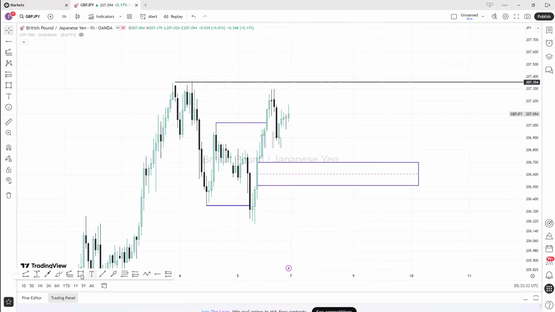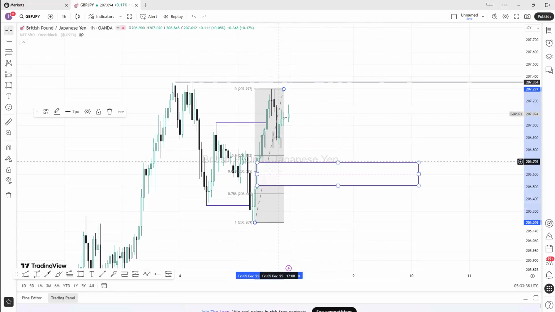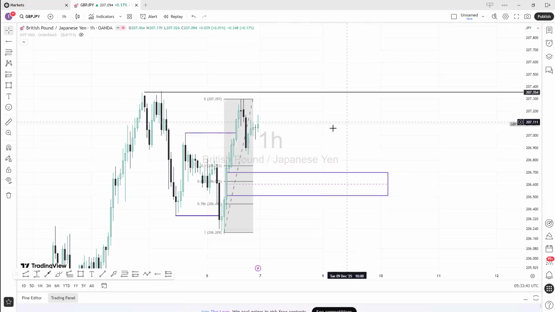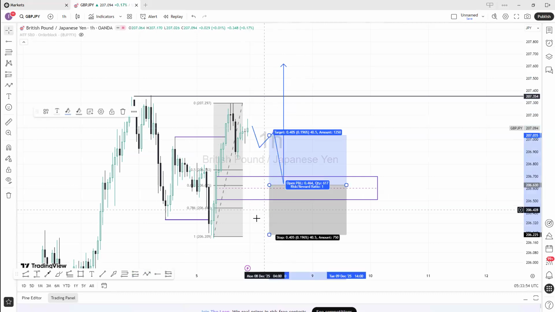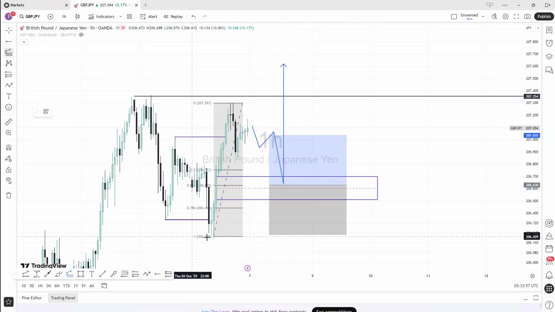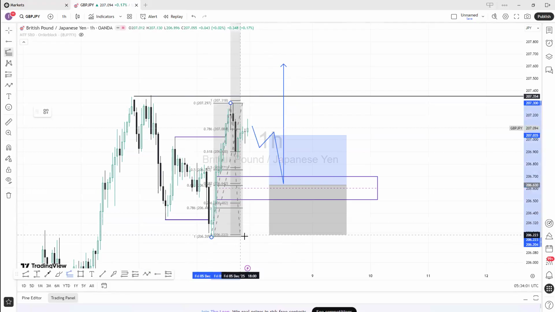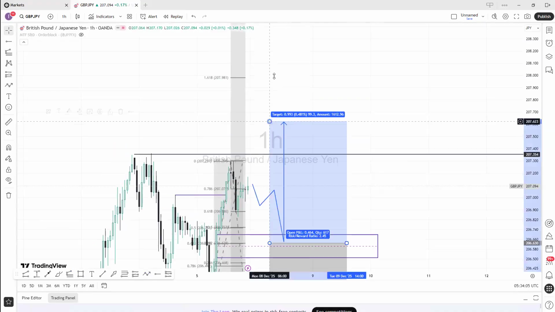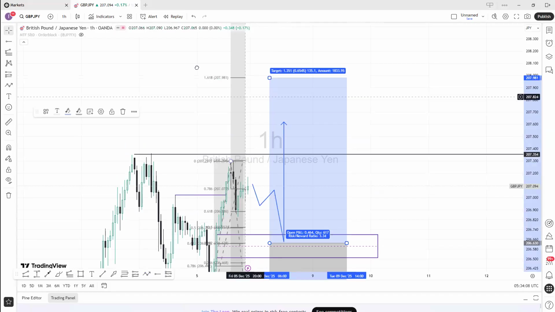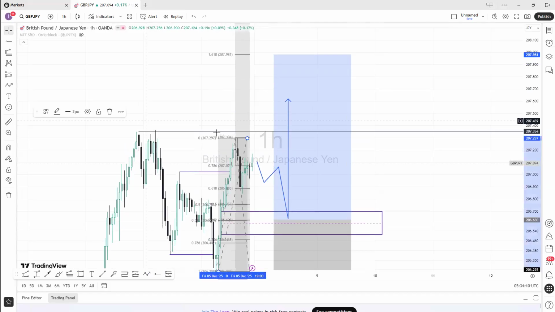Okay, so that FVG is located in the discount zone, the optimal entry zone. So it will be a powerful zone. What you're supposed to do is wait for price to retrace to that area, and then we take a buy from that discount zone, and then we hold that trade until where? We can use extension to get the next target. That will be our next take profit target.